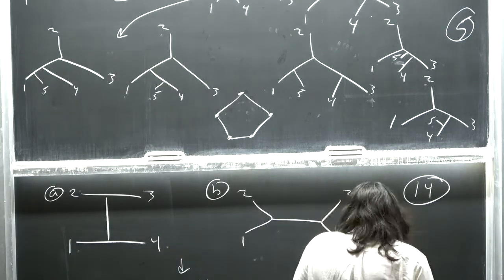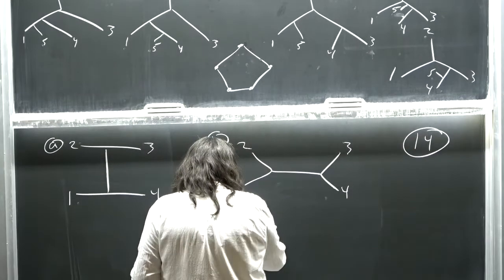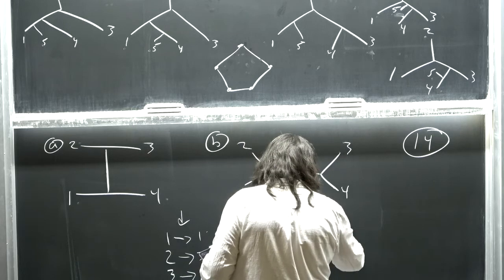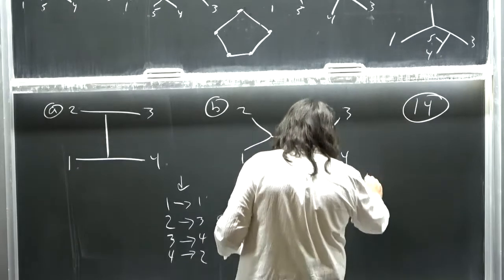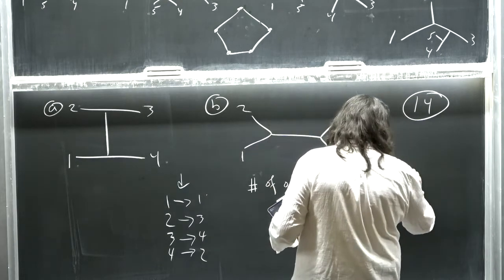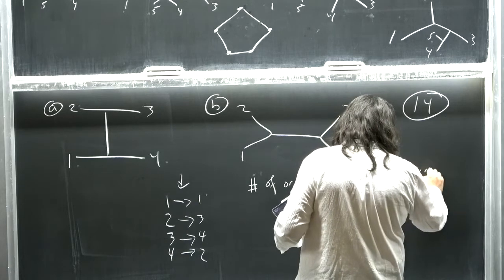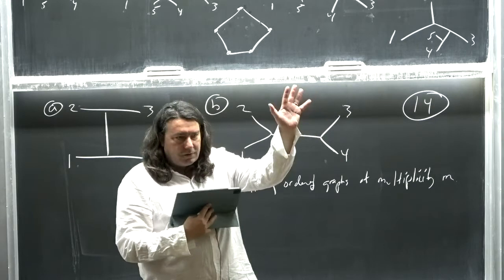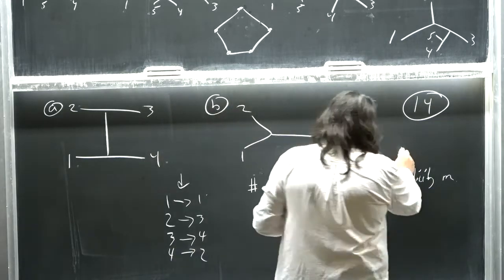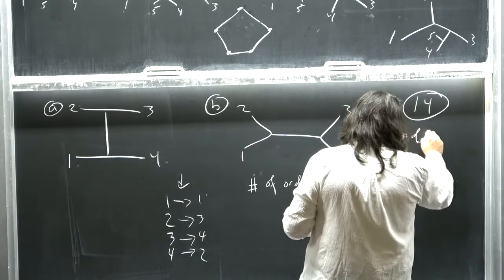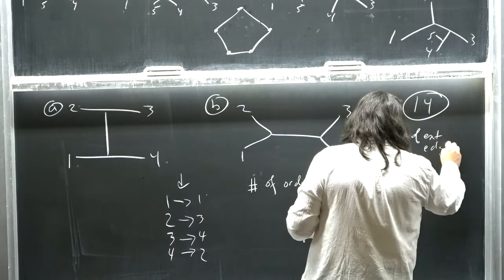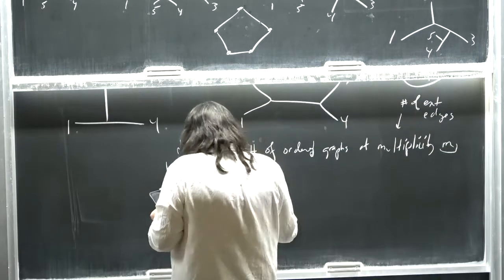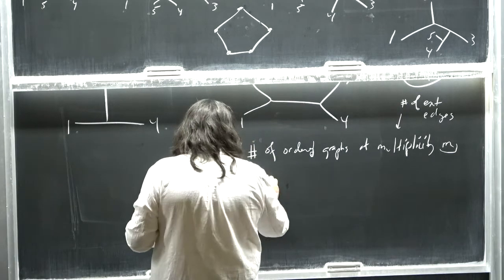What's the number? This is a good question. What's the number of ordered graphs at multiplicity n? You know what I mean by multiplicity, right? I mean the number of external points. Well, it's exponential. It's a Catalan number.